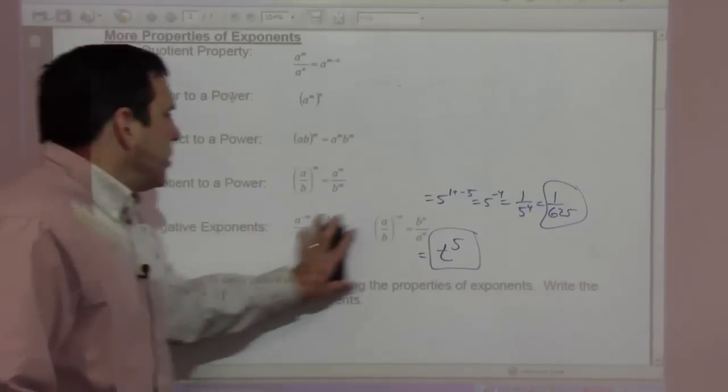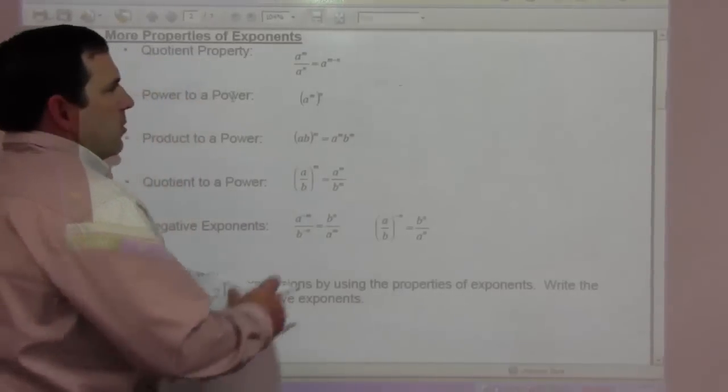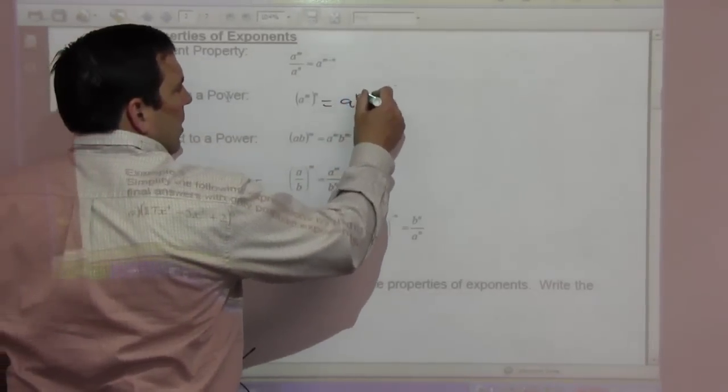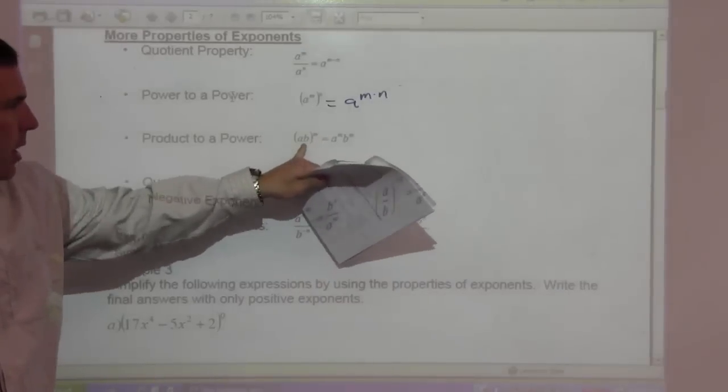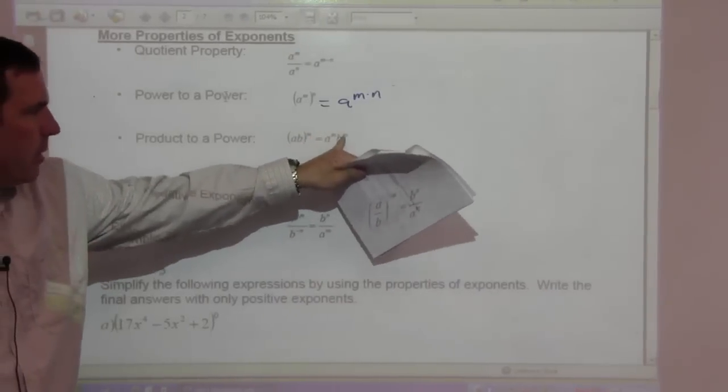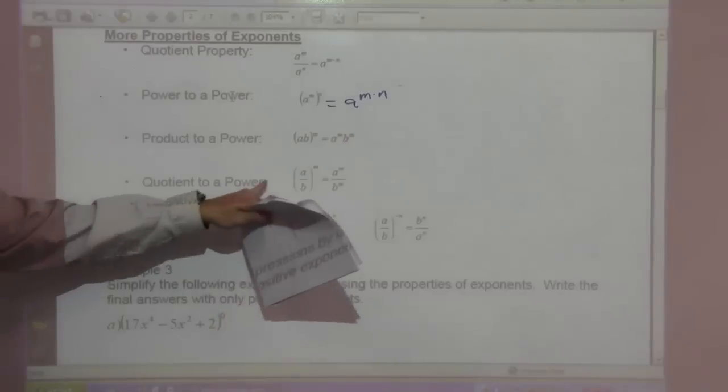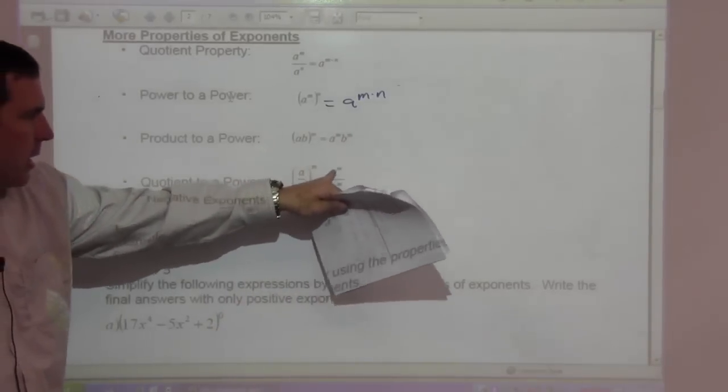Next one, a to the m, to the n. I don't know what happened to the answer part. That's going to be a to the m times n, so put that in your notes. A product to a power, ab to the m power, is a to the m b to the m. And a quotient, a over b to the m, is a to the m over b to the m.